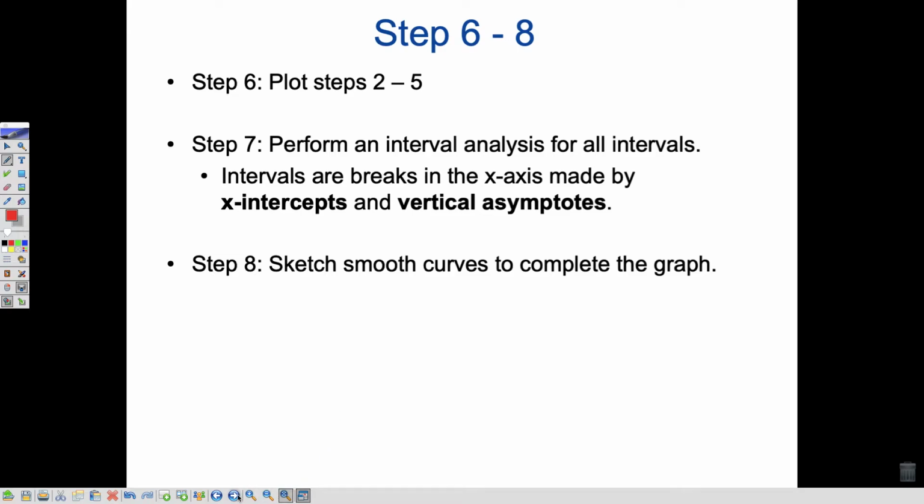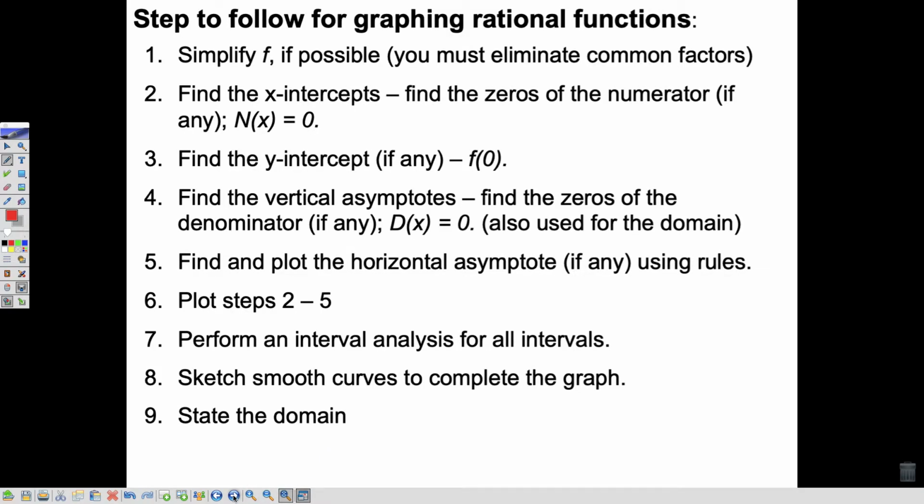Okay, we've done it for 2 problems already, right? So this is the sheet. This is a copy of the sheet you have. If you want to make notes on this sheet, I would suggest you do. It says find x-intercept, if any. It says n of x equals 0. What does n of x stand for? Numerator. Okay, set the numerator equals 0. That's already on your sheet. How do I find a y-intercept? Plug in 0 for x.